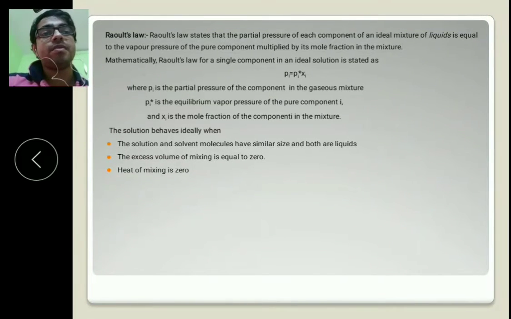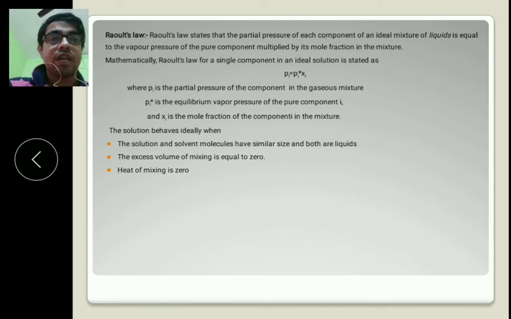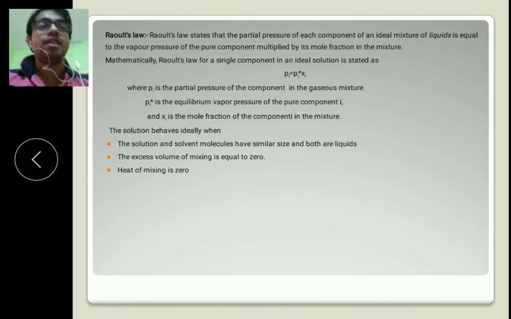The solution behaves ideally when the solute and solvent molecules have similar size and both are liquids. Next, the excess volume of mixing is 0, and the net heat of mixing is 0. If these three conditions are satisfied, the equation is valid.